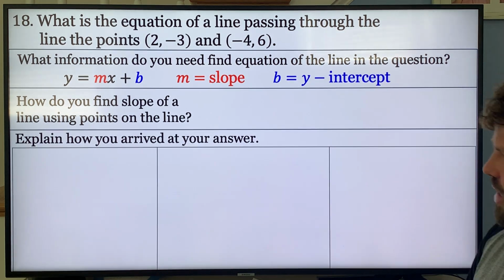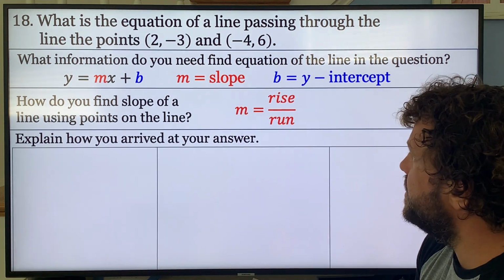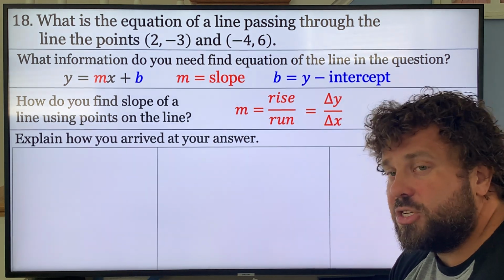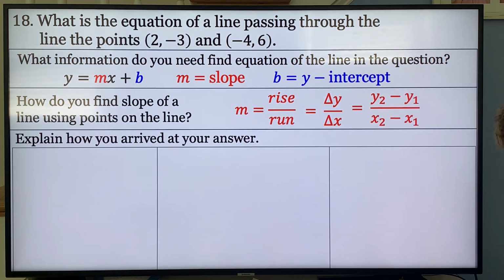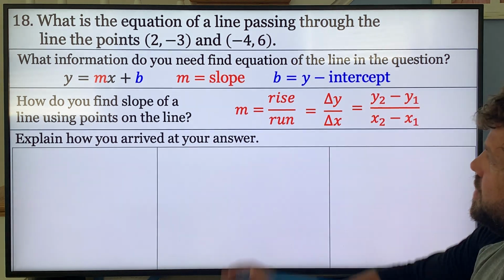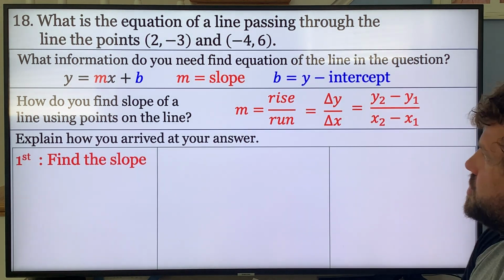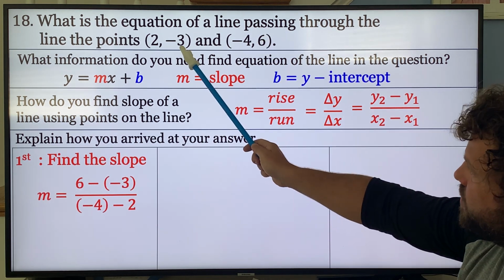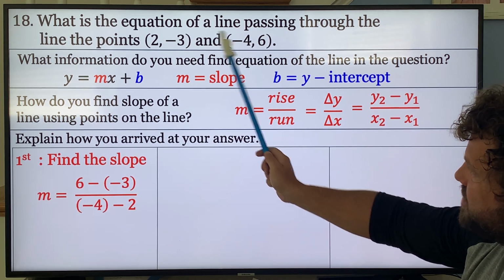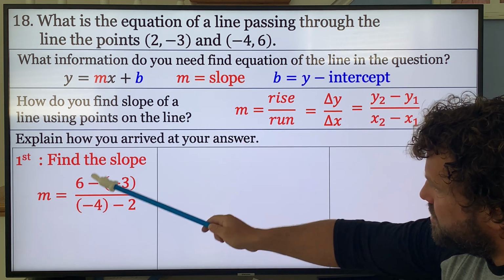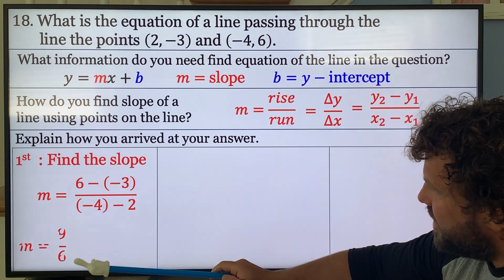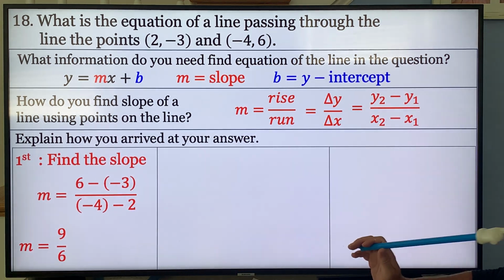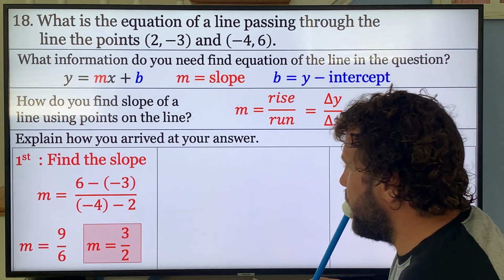How do you find the slope of a line using the points? Slope is rise over run. That is delta y over delta x. Delta means change. So that's y2 minus y1 over x2 minus x1. The first step here is to find the slope. So y2 minus y1, 6 minus -3, over x2 minus x1, -4 minus 2. 6 minus a -3 is 9. -4 minus 2 is -6.